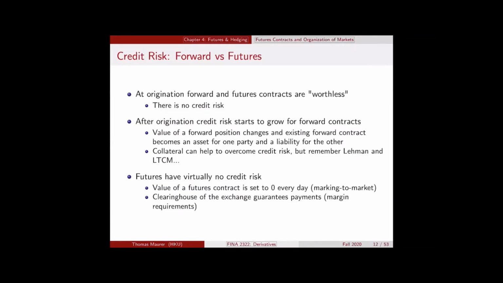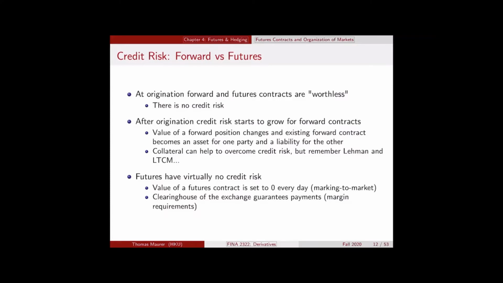Let me talk a little bit more about credit risk, or this default risk, and compare forwards versus futures. For forward contracts, we know that at origination, so at that initial point where you enter the contract, you set the forward price exactly such that the contract is worthless. So the present value of the future payments to either the long or short position is exactly zero. That means at the initial point in time there's no liability to either the long or short position, and so there's no default risk.